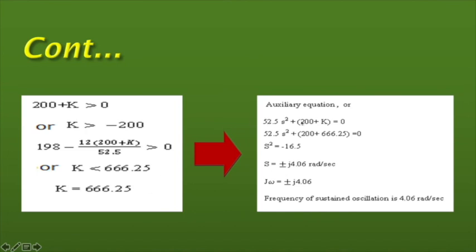Then taking the auxiliary equation, from the auxiliary equation s square equal to minus 16.5. So s equal to plus minus j 4.06 radian per second. From this s, calculate omega, because s equal to j omega. Then find the frequency. So what is the frequency? The frequency is 4.06 radian per second.